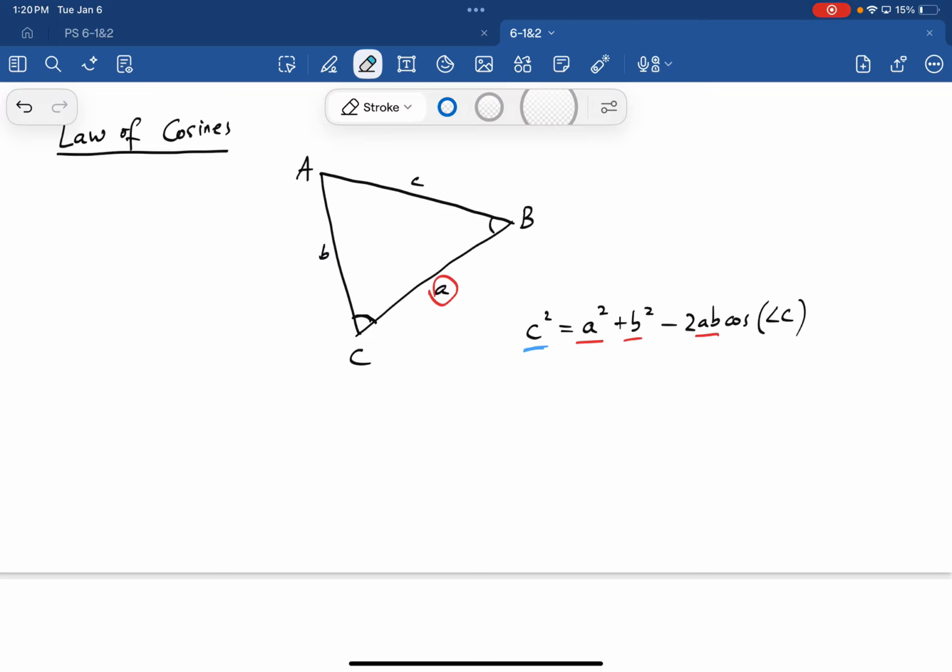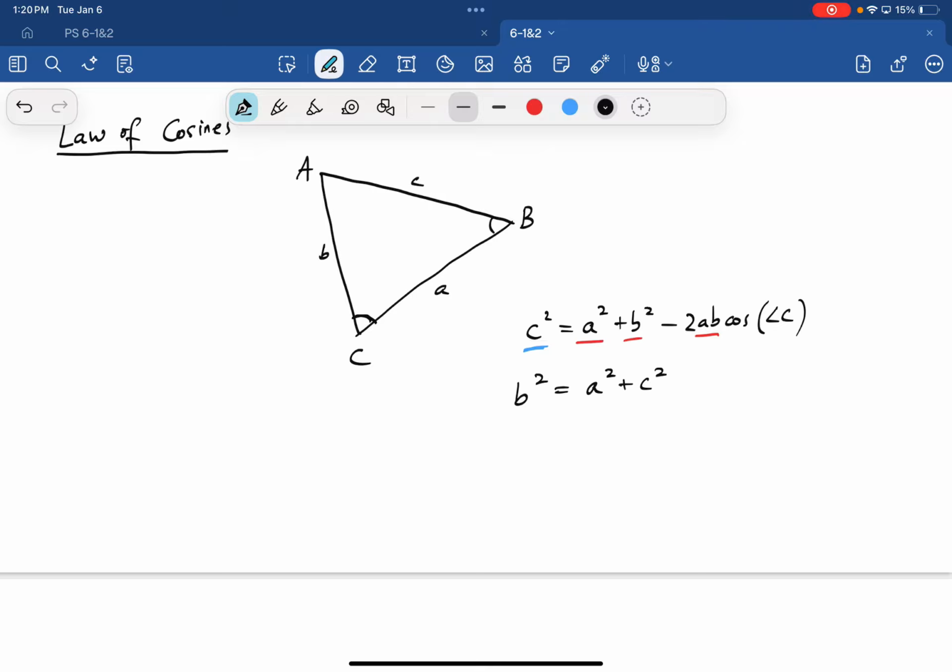And so in the case of angle B, we would write, right? If we had angle B, the opposite side becomes little b, right? So now we would write b squared equals a squared plus c squared, right? Because those are the adjacent sides for this angle that we're doing here, angle B, minus 2ac cosine angle B, right? In this case, angle B is the angle we care about, and so a and c are those two adjacent sides. And finally, the third equation that we can write is a squared equals b squared plus c squared minus 2bc cosine angle A.